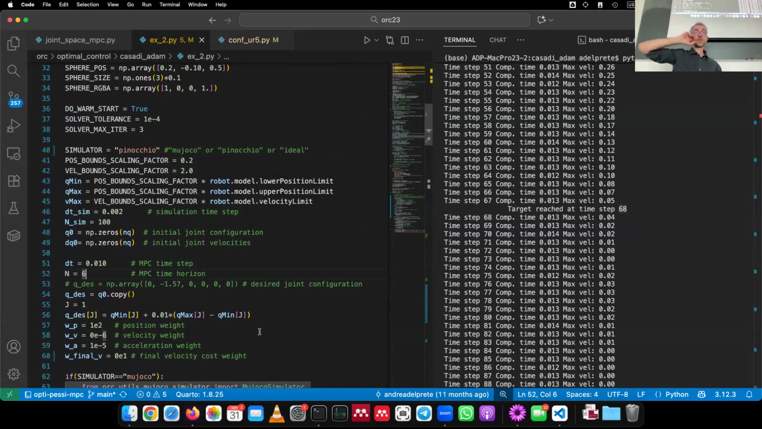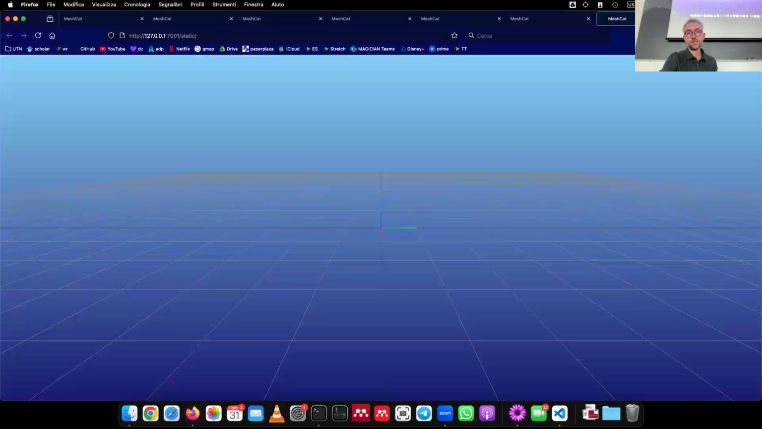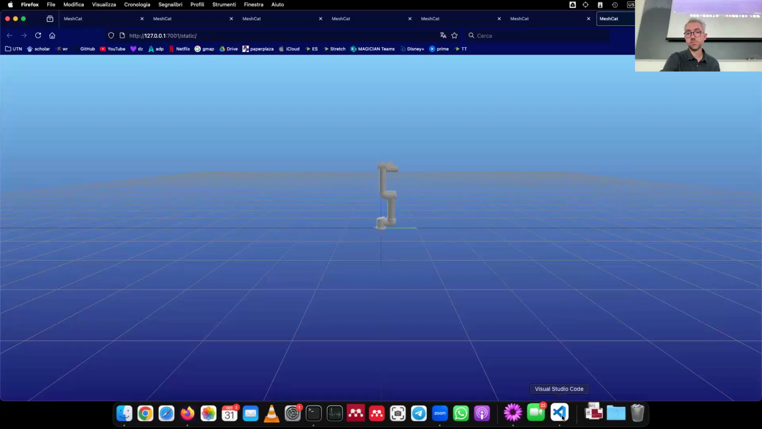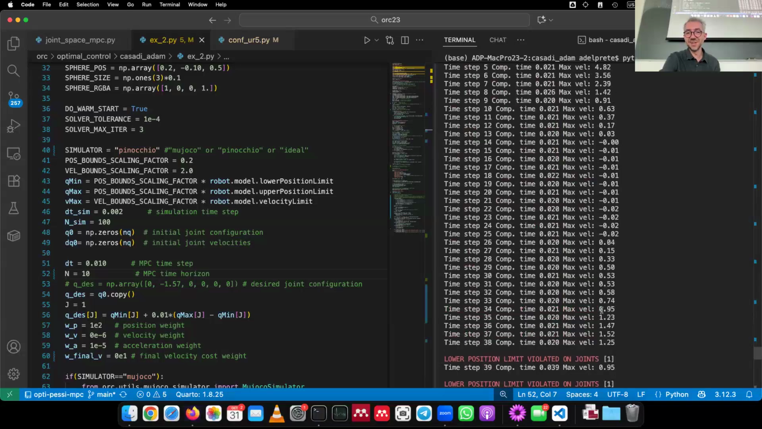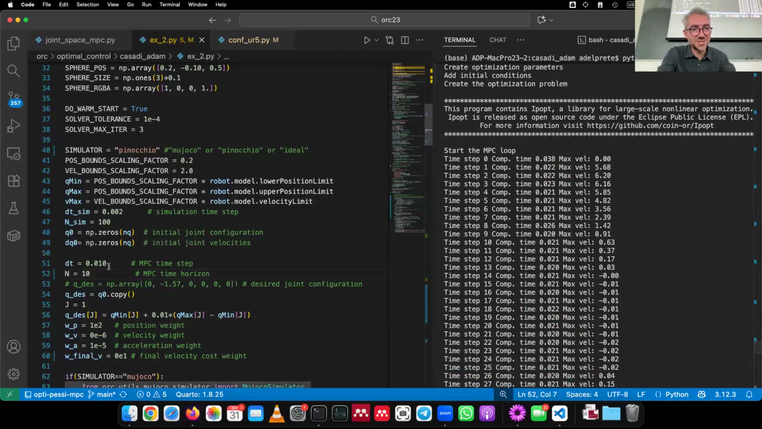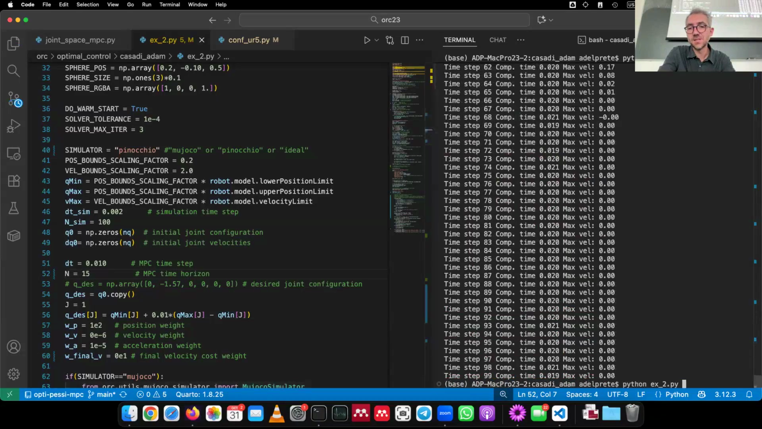So now we have a horizon of 6, which is pretty short. We can try to make it, I don't know, 10. And that's good enough. No, sorry, not really. We have some constraint violations, so 10 is not enough. Let's try 15.